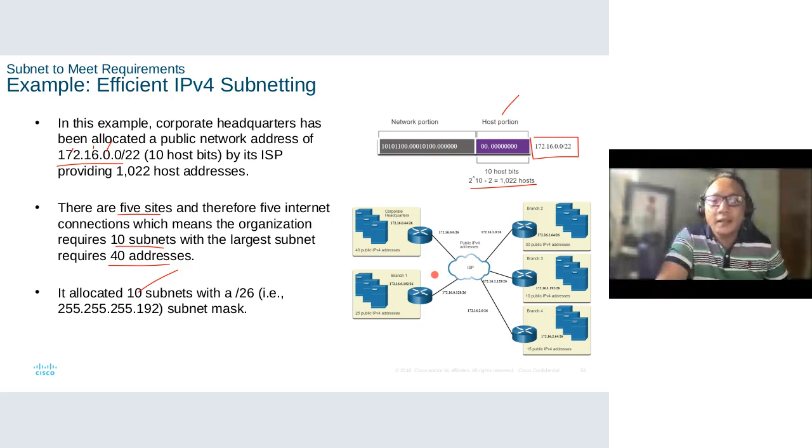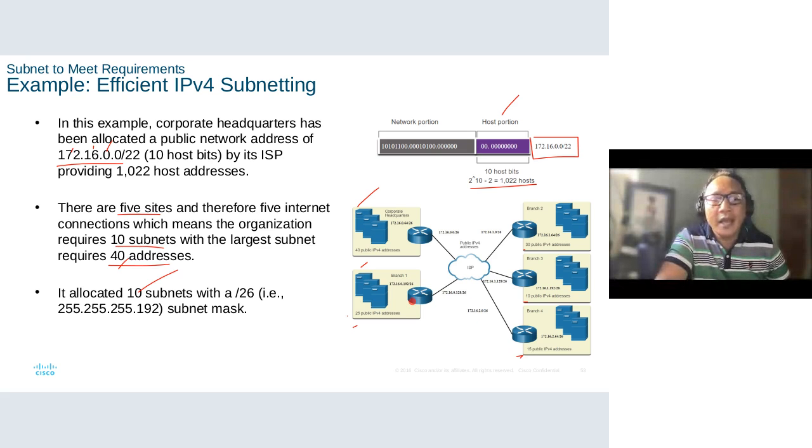So you can see that the only requirement here is we need at least 40 public address, no, as the largest requirement for each subnet. And as you can see na although lahat sila iba-iba yung requirement, no, for example yung corporate headquarters need niya ng 40 address, yung branch 1 25 lang, yung branch 2 is 30, yung branch 3 is 10, and then the branch 4 is equal to 15 public IP addresses.